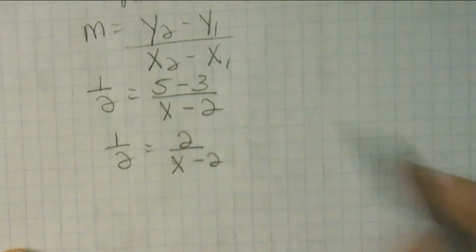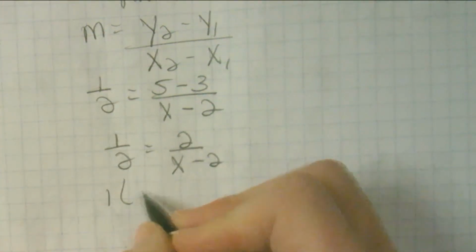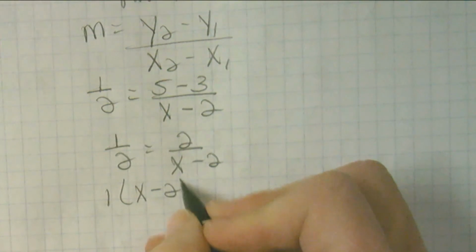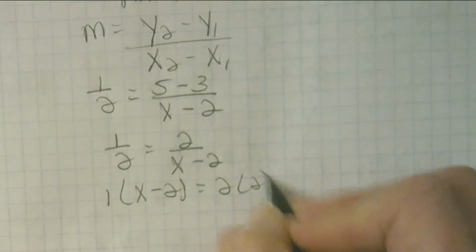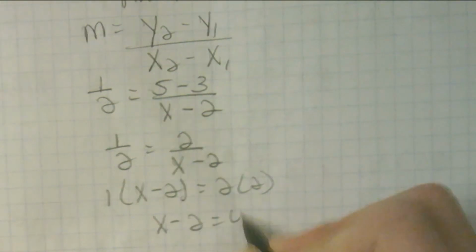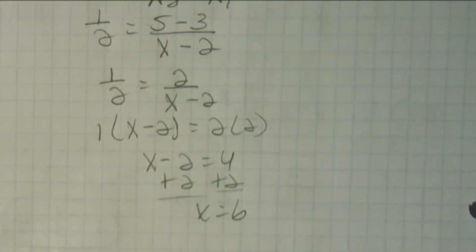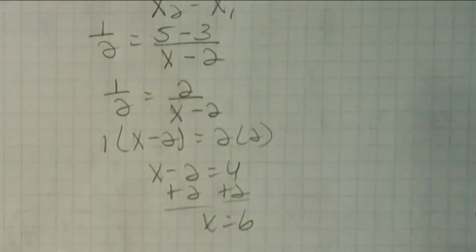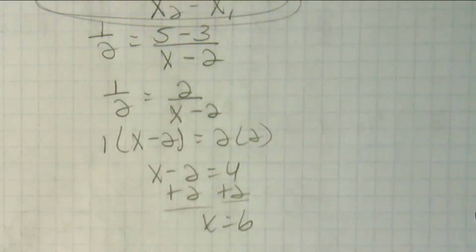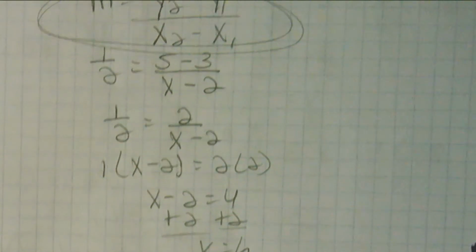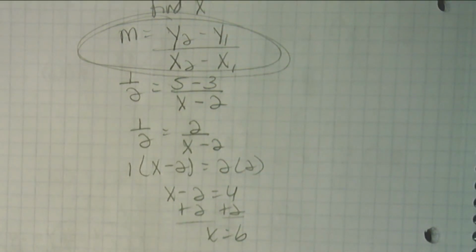And now just use your cross multiplication. So I have 1 times the quantity (x minus 2) is equal to 2 times 2. So x minus 2 is equal to 4. So x would have been equal to 6. So it's just using your slope equation a little bit differently, but just substituting what you know in and solving for what you don't. Are you cool with that?